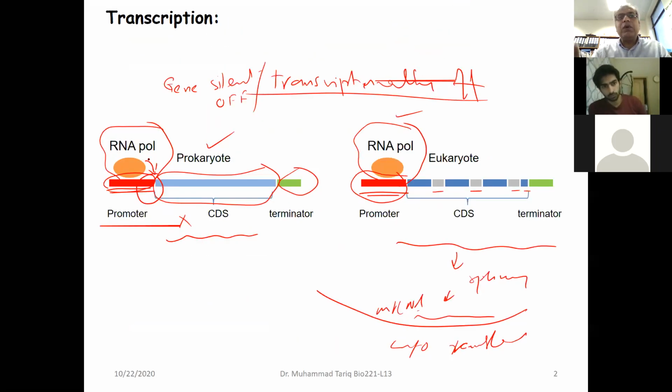There are other levels as well. The other level is the post-transcriptional level. In the case of the post-transcriptional level, let's say the transcript is being made.